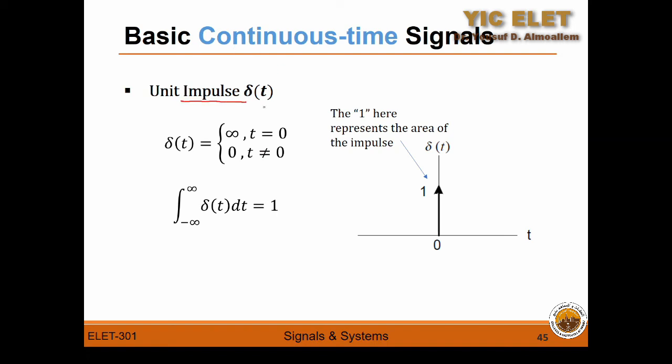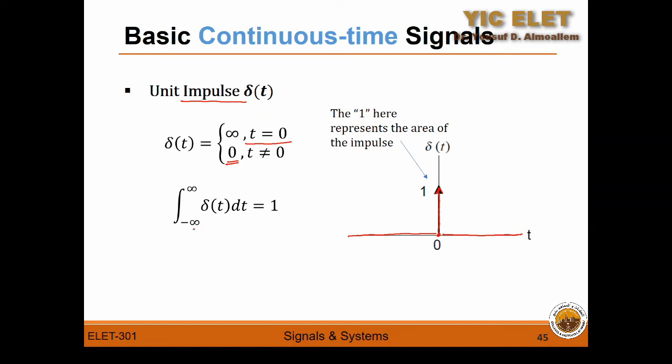In continuous time, the unit impulse function is defined as equal to 0 everywhere except at the point 0 itself, where it goes to infinity. So it will be equal to 0 everywhere, here, here, and there. All is equal to 0, and once it reaches the point 0, it will go very sharply to infinity.